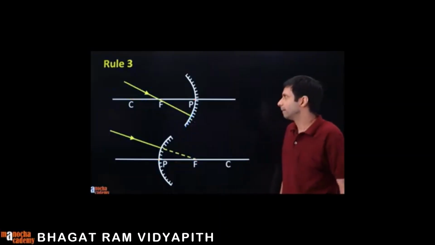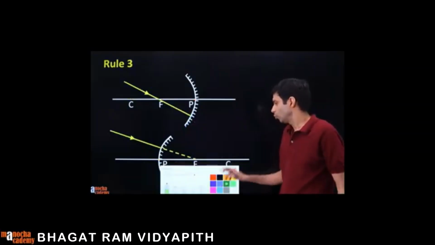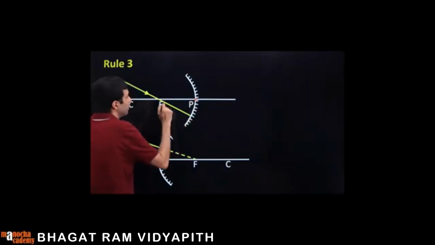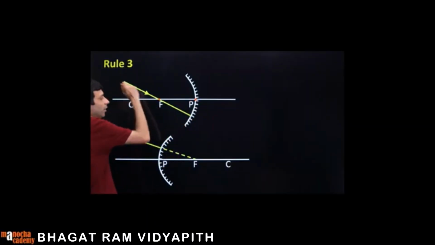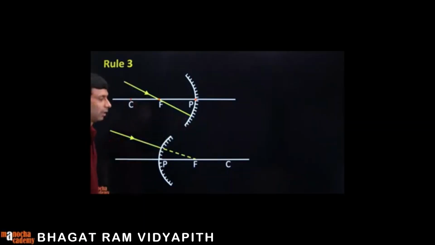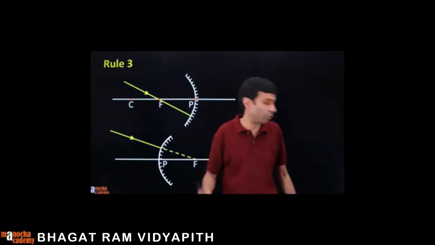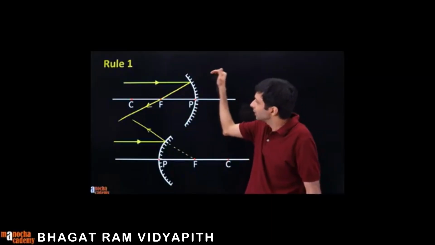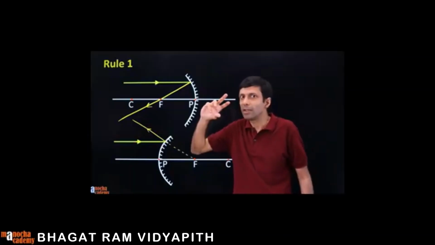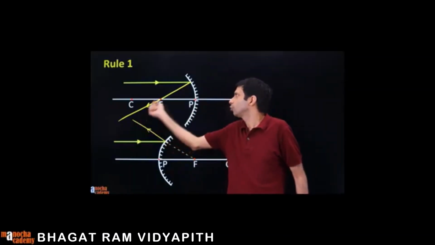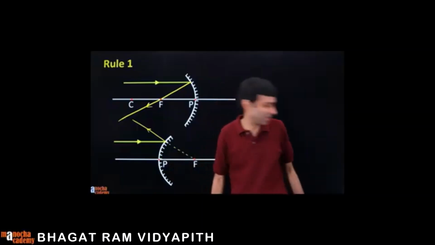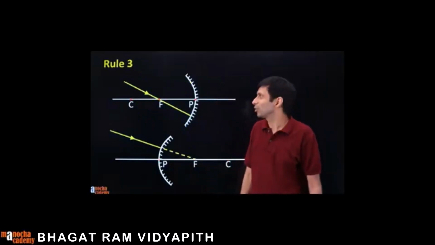Now let's look at rule number 3. If the ray of light is passing through the focus of the mirror. We'll start off with concave. This is our center of curvature, the pole here, center of the mirror, and focus exactly in the middle. If the ray of light passes through the focus, what will happen to it? This is actually the reverse of rule 1. In rule 1, what happened? A ray of light parallel to the principal axis passes through the focus. Now we are doing the reverse. If a ray of light passes through the focus, what will happen to it? It will become parallel to the principal axis. So that's what's going to happen here.